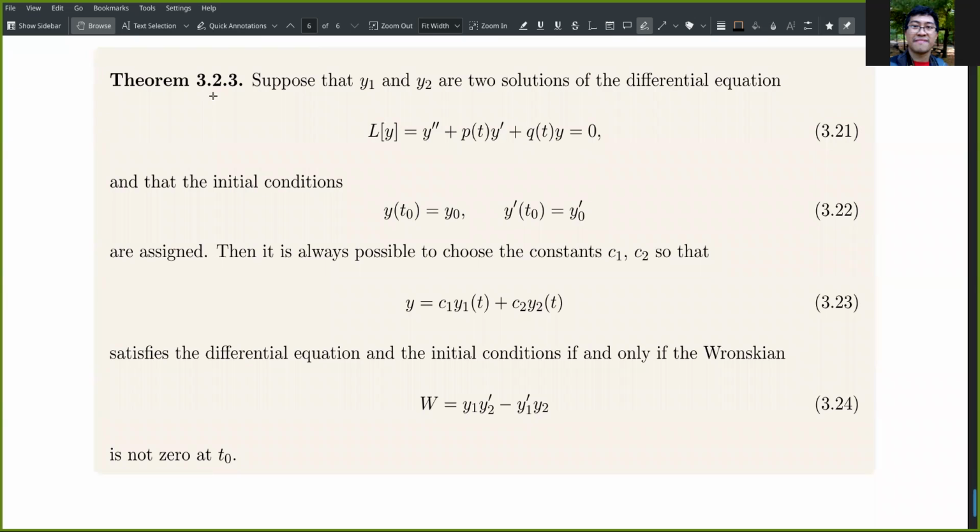Suppose in this theorem y1 and y2 are solutions, and there are initial conditions. Then it is always possible to choose the constants C1 and C2 so that this satisfies the differential equation and the initial condition if and only if the Wronskian is not 0 at t sub 0.